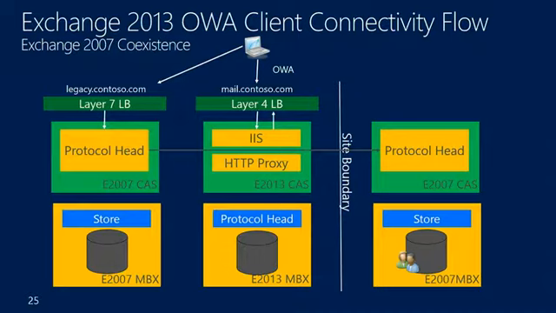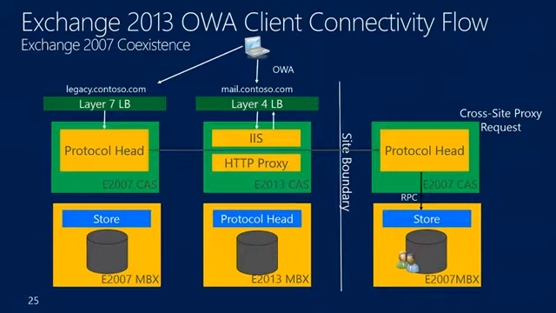One thing I want to point out, though, is in this animation, the fact that this line is going through the 2013 CAS, don't be fooled by that. The 2013 CAS doesn't come into play. It was just the only way to get the line from there to there on the drawing. Okay, so don't be fooled by that. 2013 CAS is not involved in this. We proxy from 2007 CAS to that 2007 CAS, and then that talks RPC to the store.